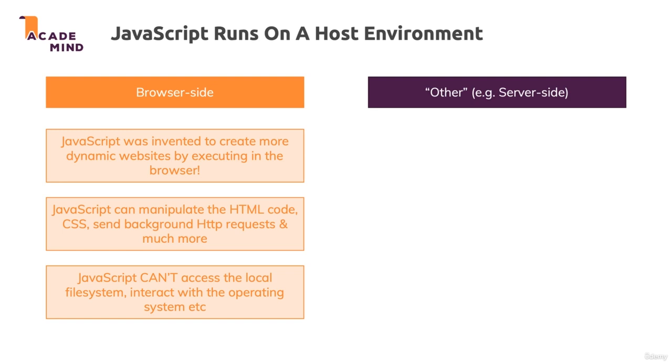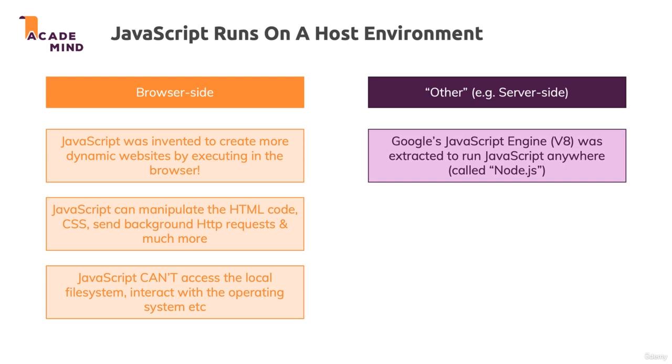Now, as I said, the browser is only one environment, the one for which JavaScript was invented, but not the only one we're restricted to right now. Instead, the JavaScript engine Google developed, V8 is the name of the engine, was extracted by some people to run JavaScript anywhere. Because the idea was, well, if we have the engine in the browser, why don't we take it out of the browser and then make it available as a standalone tool which you can use to execute JavaScript anywhere else directly on your machine. And this tool is in the end called Node.js.